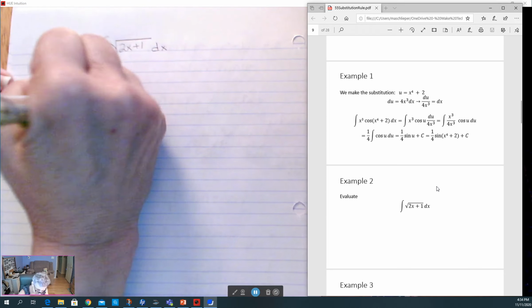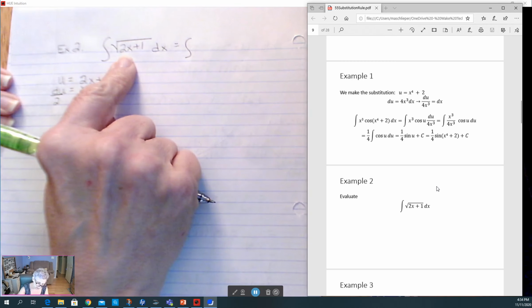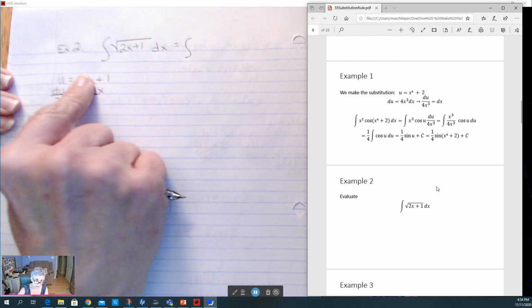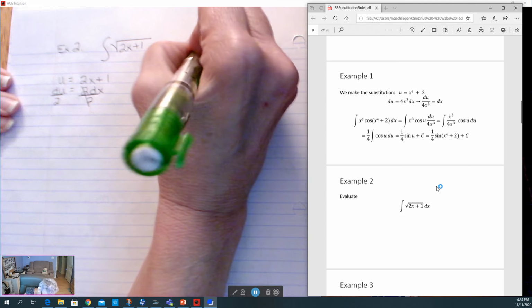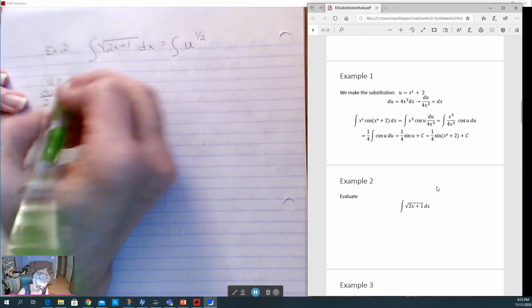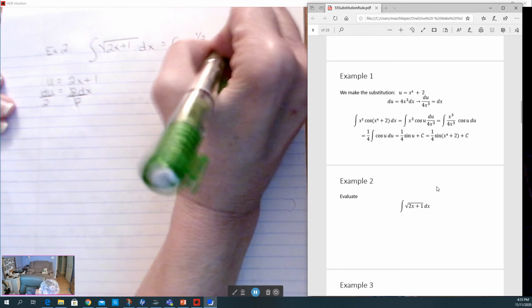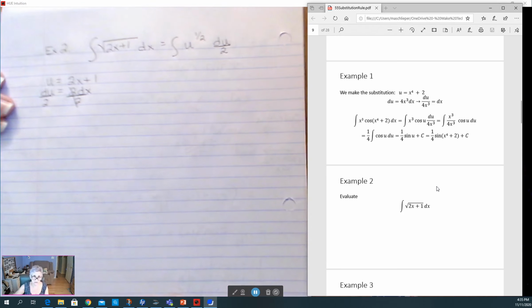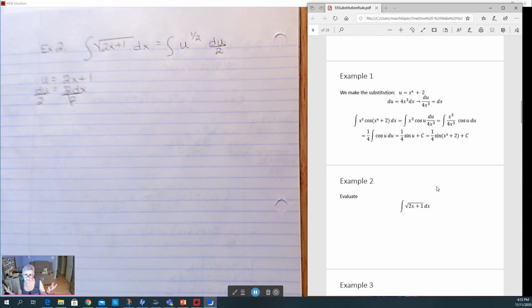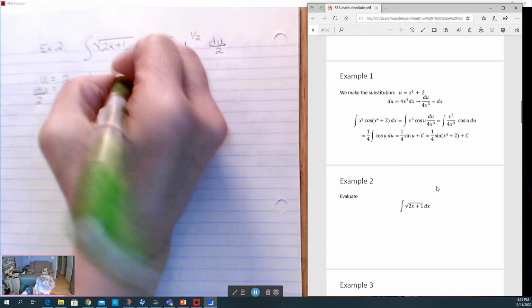Isolate dx. Replace 2x plus 1 with u. So I'm going to write that as u to the 1/2 power. And then replace dx with a du over 2. Didn't even need any magic. I didn't get to cancel stuff, but that's okay, because I have something I know how to take the antiderivative or integral of.